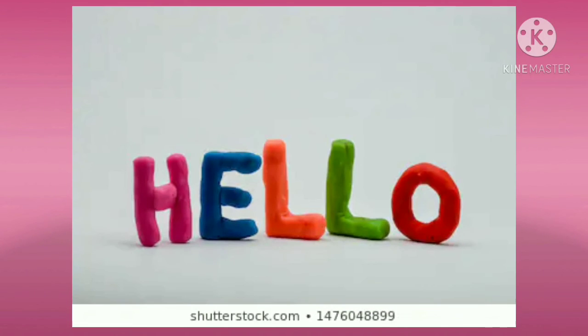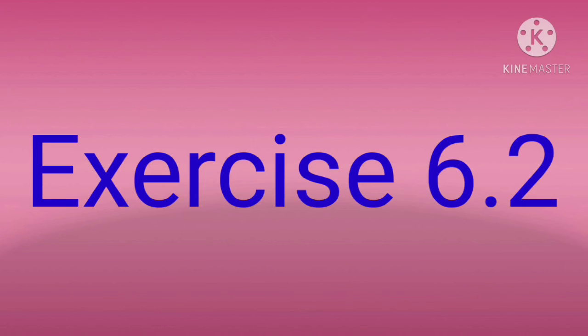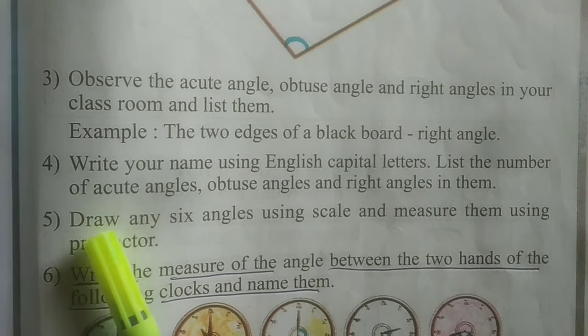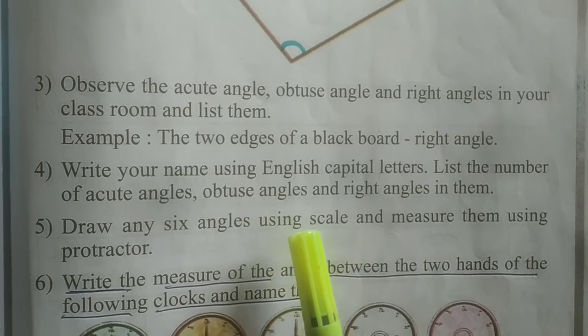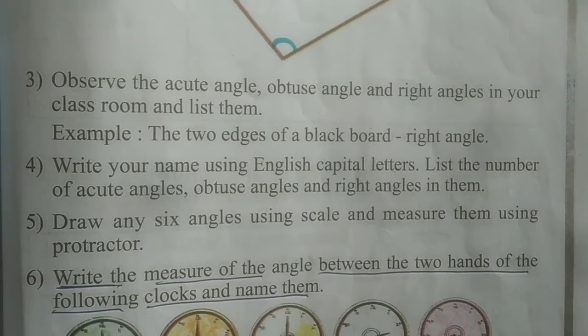Hello children. The continuation of exercise 6.2 of chapter 6, angles. Fifth question. Draw any 6 angles using scale and measure them using protractor.